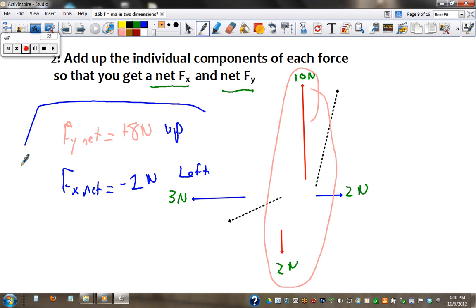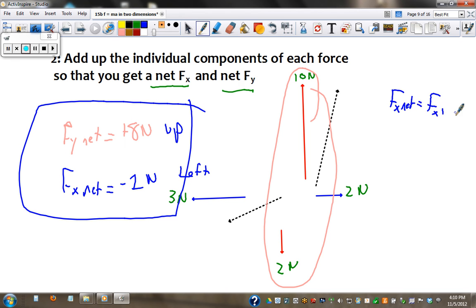So now we have our net change. We added up the up and down, and we added up the individual left and right components. You could even look at it like a formula, like this. Fx net equals Fx1 plus Fx2. Same with the y. Fy net equals Fy1 plus Fy2.